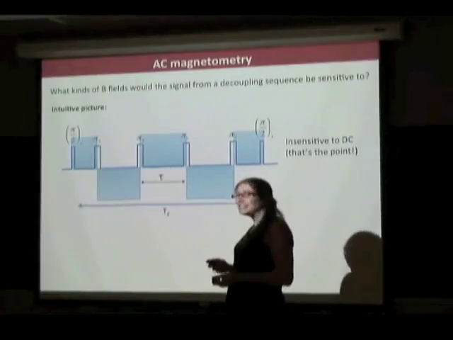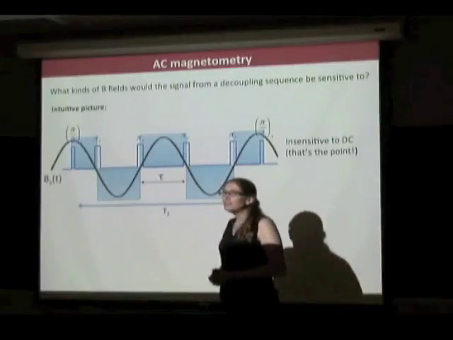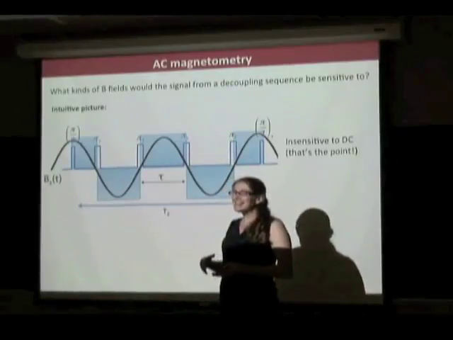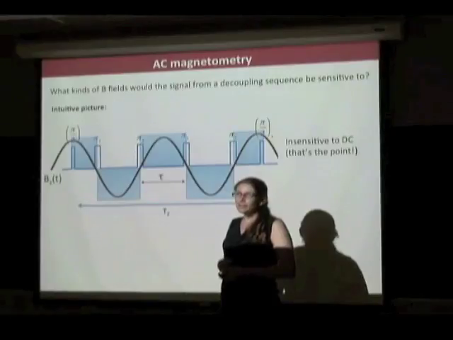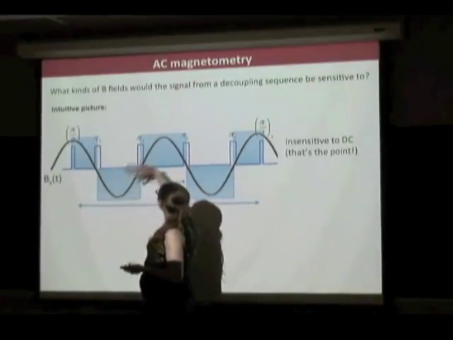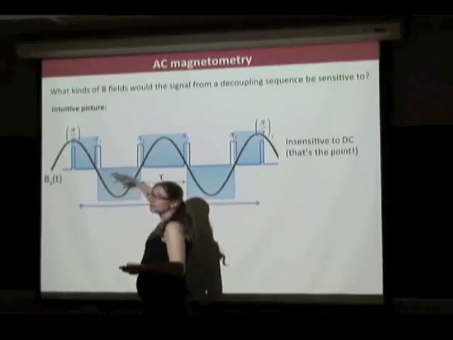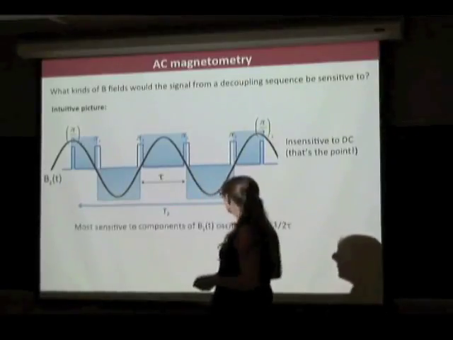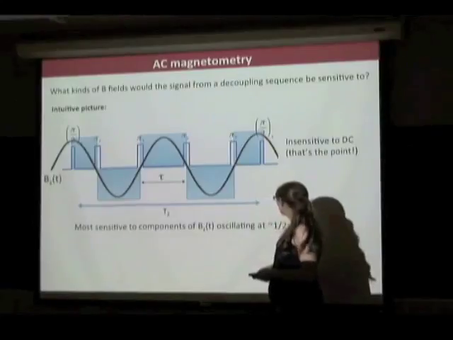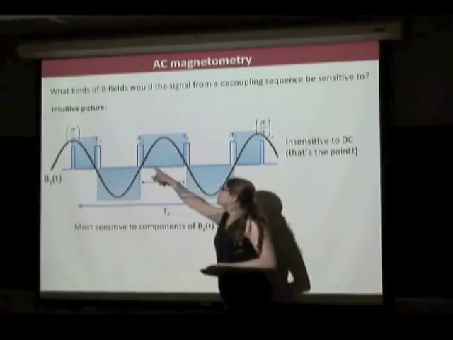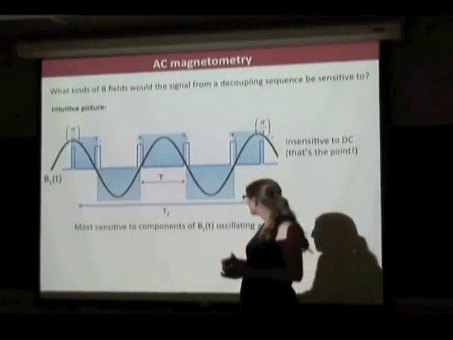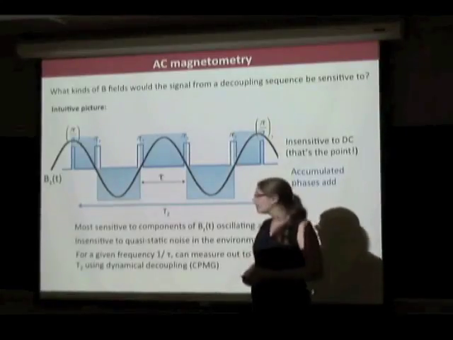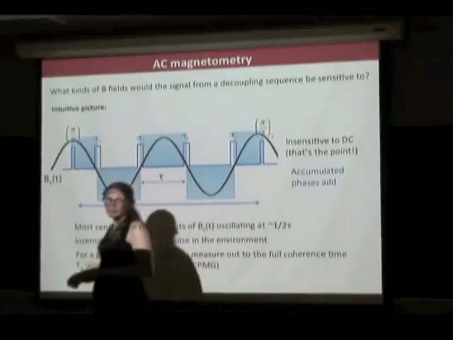However, if you have a magnetic field that changes in time, and especially a magnetic field that changes in time commensurate with the time scale at which you apply these pi pulses, then you can get a net addition of phase with each free precession period. Because just as the effect of the environment flips with each pi pulse, so too does the sign of the applied magnetic field. And thus dynamical decoupling sequences are most sensitive to AC magnetic fields that are oscillating at 1 over twice the time between the pi pulses. Their frequency is 1 over 2 tau. And at the same time, it's insensitive to quasi-static noise in the environment, and so it can access the full T2 time of the NV center.